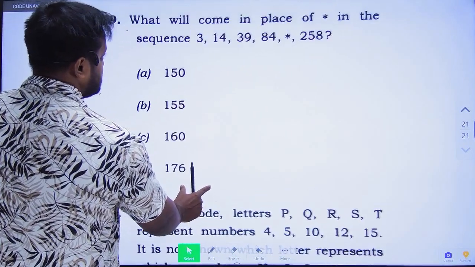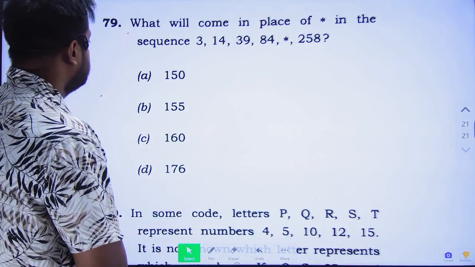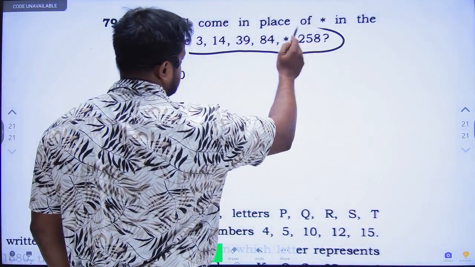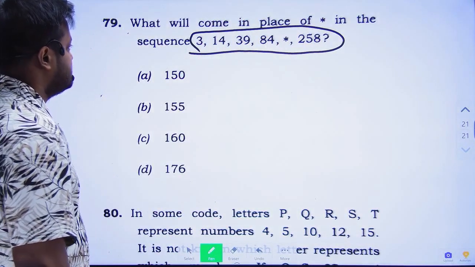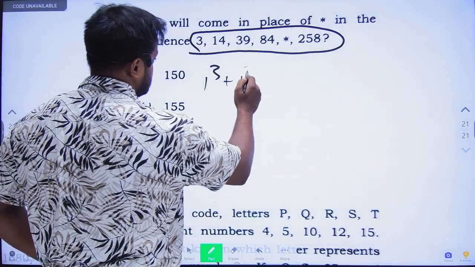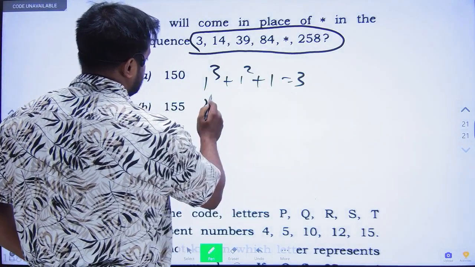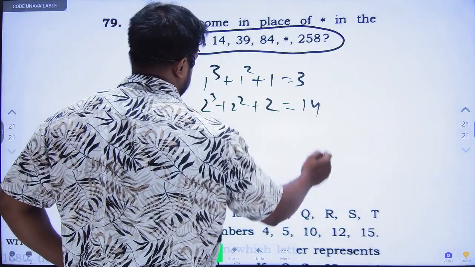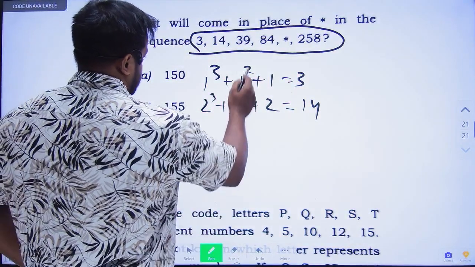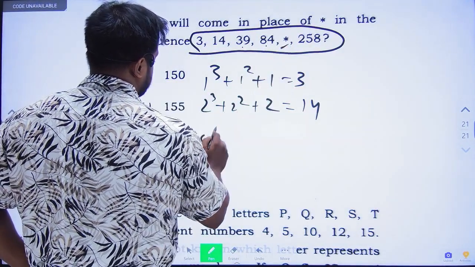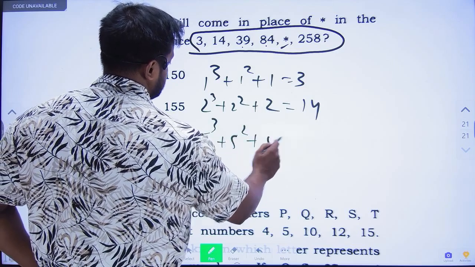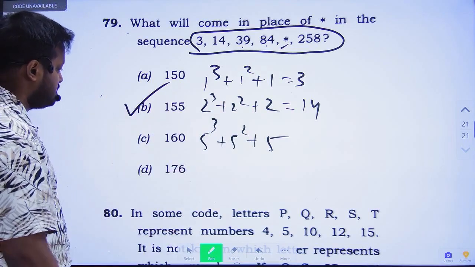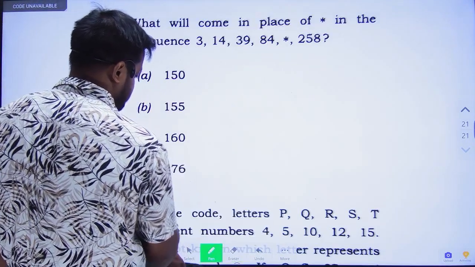What will come in place of star? So this is a very known sequence. This is a known series. Okay, this is written as 1 cube plus 1 square plus 1 equal to 3, 2 cube plus 2 square plus 2, it is 14, then 3, 4, finally 5. So I'll write 5 cube plus 5 square plus 5, 125 plus 25, 150 plus 5 is 155. Option B is correct. Fine.